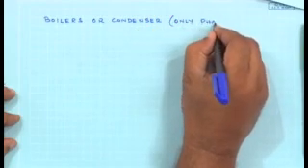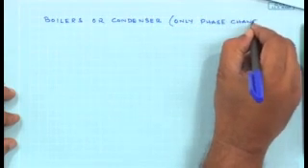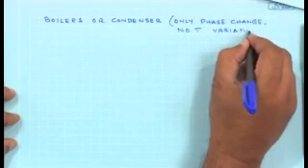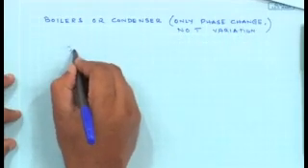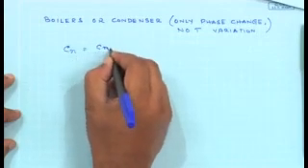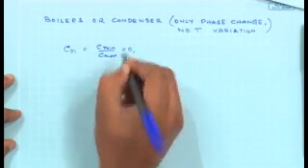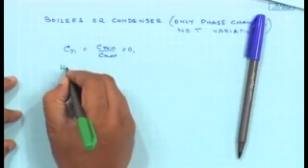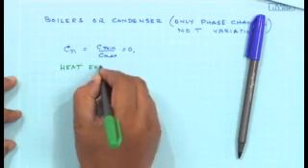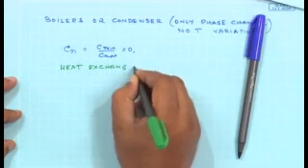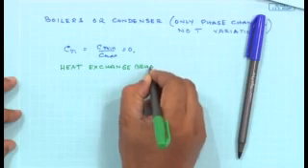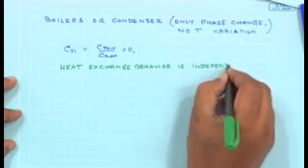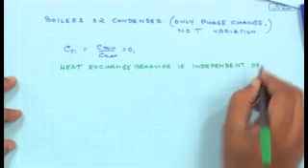So only phase change is taking place. No temperature variation. So what is going to happen is this CR, which is the ratio of C minimum by C max, would be equal to 0, and the important thing is the heat exchange behavior is independent of flow arrangement.